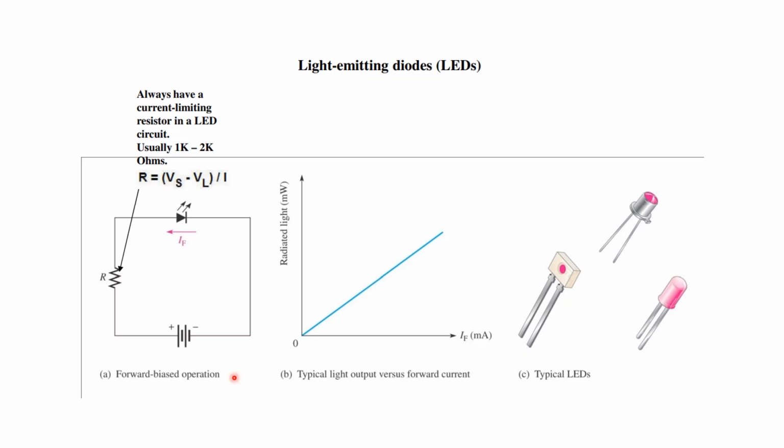So the forward bias condition. On the x-axis is the current, the forward current. As the forward current increases, the radiated light, the output light, also increases. There is a linear relation between the applied voltage, the forward current and the output light.